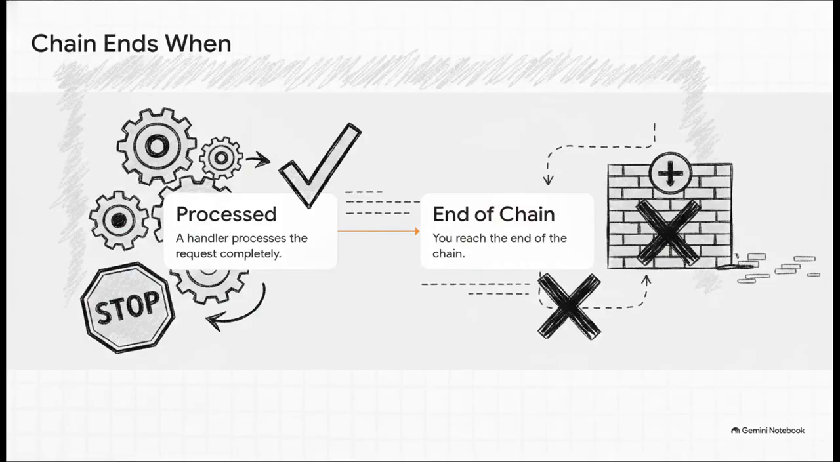So the crucial thing here is understanding the rules of this chain. When does the buck actually stop? Well, the processing chain naturally terminates in one of 2 exact scenarios. Scenario 1, a handler somewhere along the chain recognizes the request, has the right logic, and processes it completely. Boom, chain stops there. Scenario 2, the request is passed all the way down the line and you reach the end of the chain without any handler taking action.